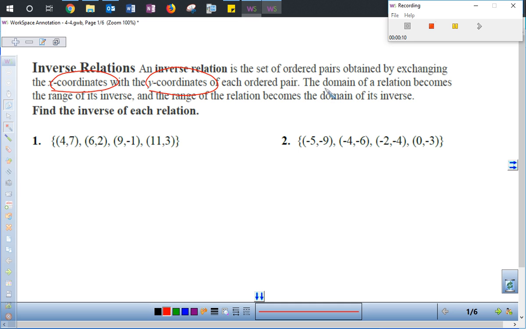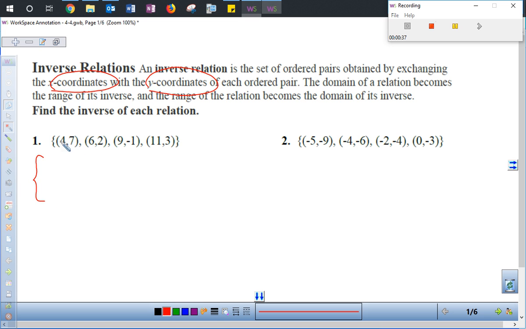This means that since x is paired with the domain and y is paired with the range, the domain and range will also switch. So for example, on number 1, they gave us a set of ordered pairs. Now we know that it's a set because of the fancy set brackets over here. So all we have to do is give them a set of ordered pairs in return.